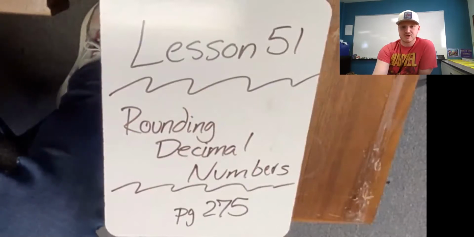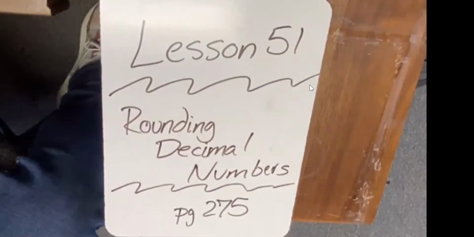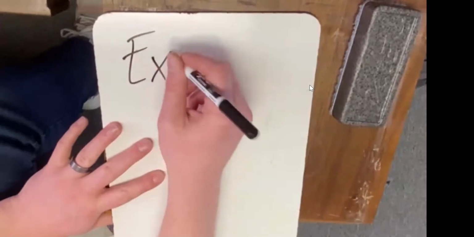So open up your book to page 275. All right, so rounding decimal numbers. Example 1, Dan wanted to buy a tape for $6.89. The sales tax rate was 8%. Dan calculated the sales tax. He knew that 8% equaled the fraction 8 over 100, and the decimal is 0.08. To figure the amount of tax, he multiplied the price, $6.89, by the sales tax rate, 0.08. All right, so example 1, we're going to do exactly that.